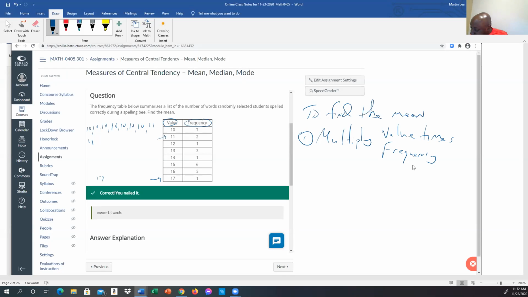So 10 times 7 equals 70. 11 times 2 is 22. 12 times 1 equals 12. 13 times 3 is 39. 14 times 1 is 14. 15 times 6 is 90. 16 times 3 is 48. And 17 times 1 is 17.